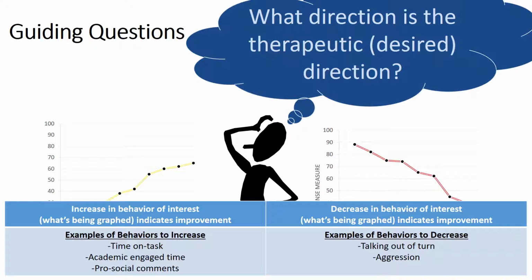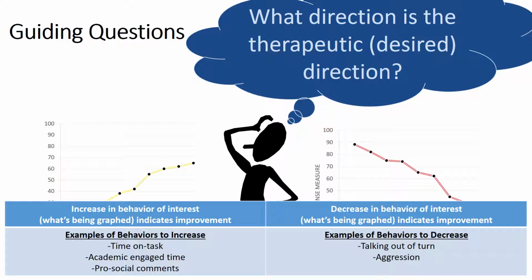Sometimes you want to increase the behavior of interest. Consider a student whose target behavior is off task. Perhaps you want to measure or monitor time on task, the replacement behavior. In this example, you want to increase the student's time on task. In other words, the desired or therapeutic direction is for students' on-task behavior to increase.